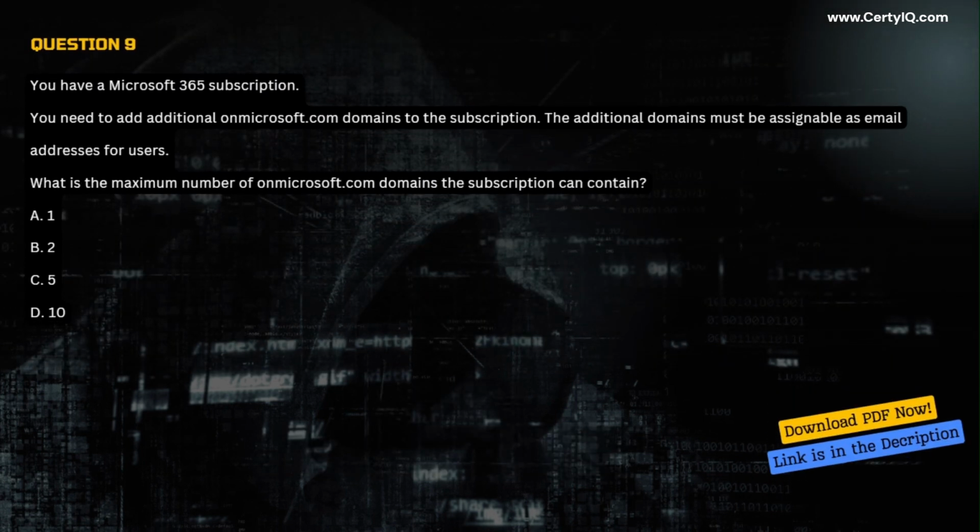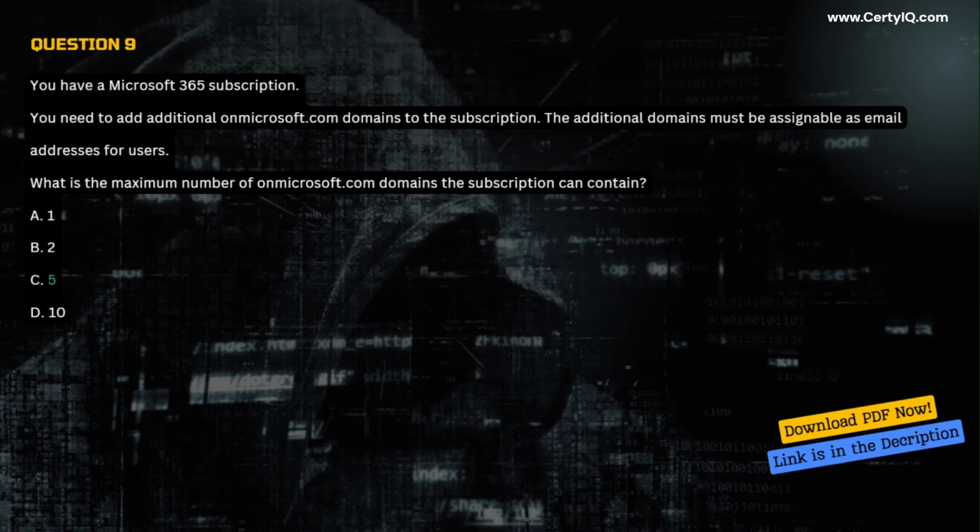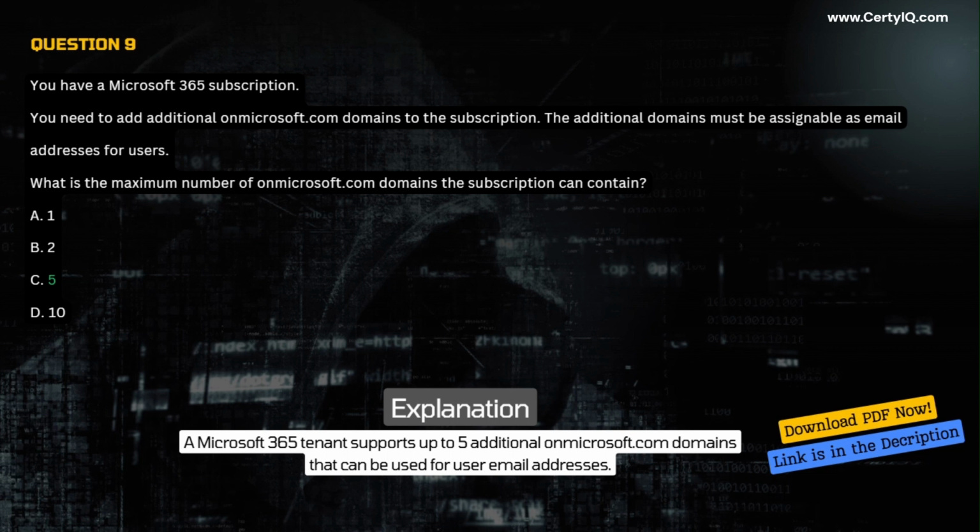Question 9. You have a Microsoft 365 subscription. You need to add additional onmicrosoft.com domains to the subscription. The additional domains must be assignable as email addresses for users. What is the maximum number of onmicrosoft.com domains the subscription can contain? A. 1, B. 2, C. 5, D. 10. Correct answer: C, 5. Explanation: A Microsoft 365 tenant supports up to 5 additional onmicrosoft.com domains that can be used for user email addresses.